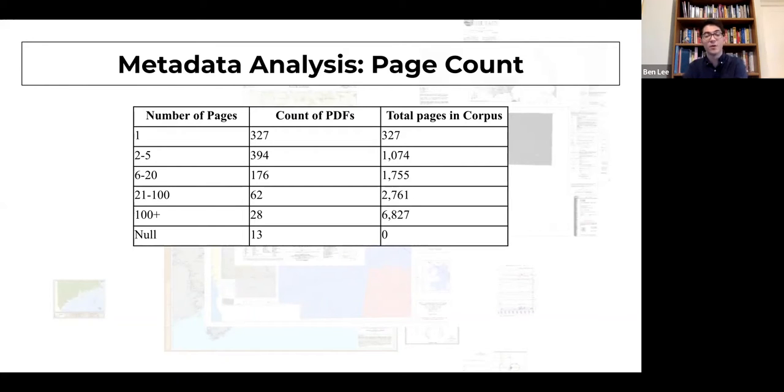And yet, if we look at the total number of pages in the corpus, we see that it's actually dominated by these PDFs that are 20 pages in length or beyond. We see that even though there are only 28 PDFs with 100 pages or more, that comprises about 6,800 pages in the corpus. And so this is an interesting sort of imbalance or interesting sort of contour to the data set in terms of how we think about processing it.